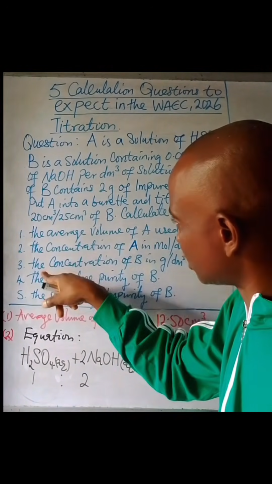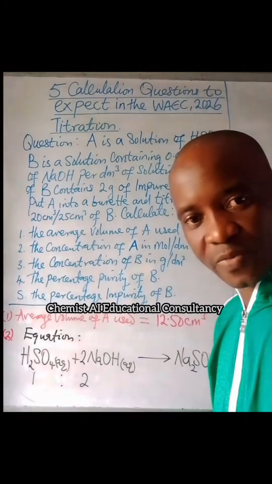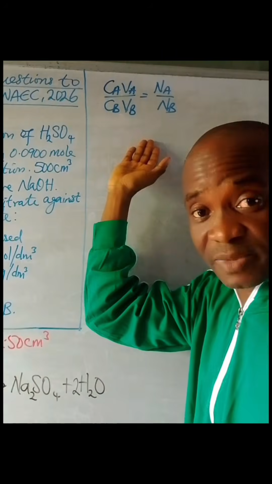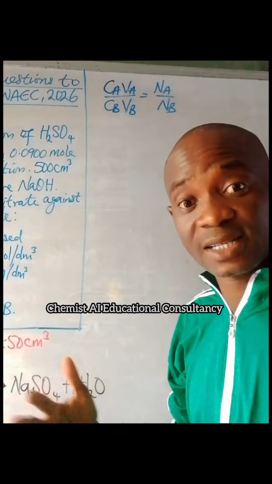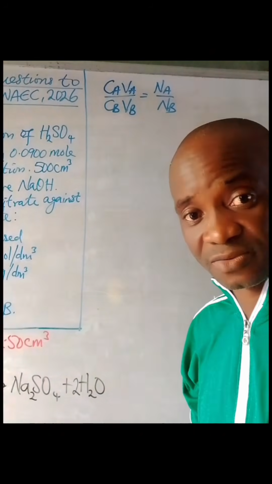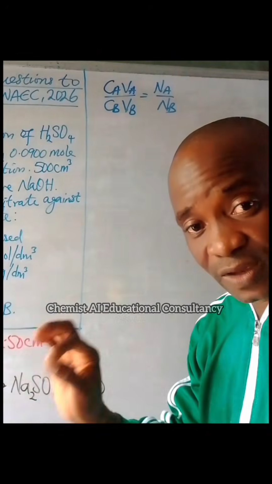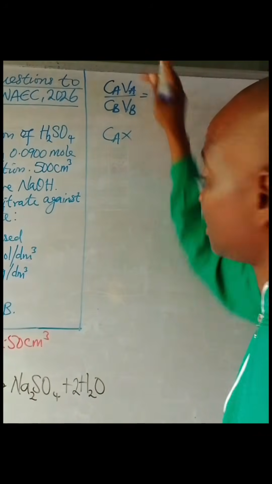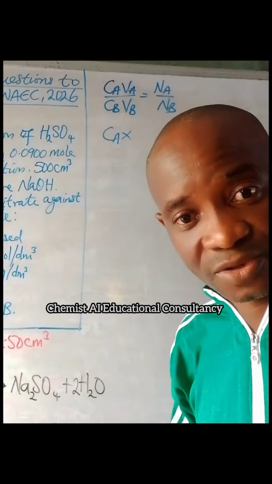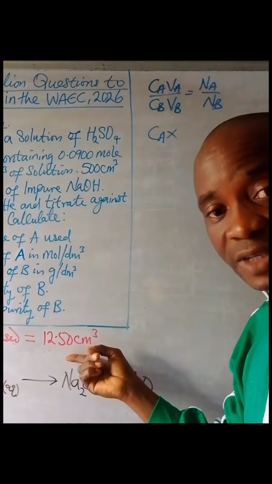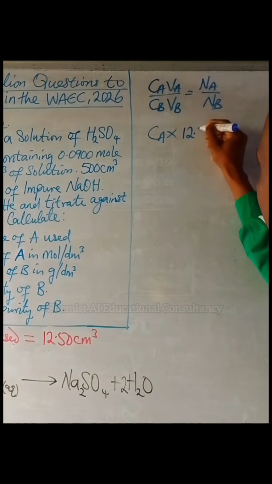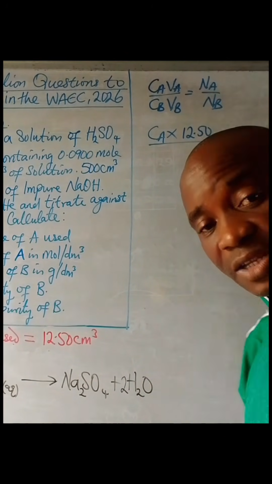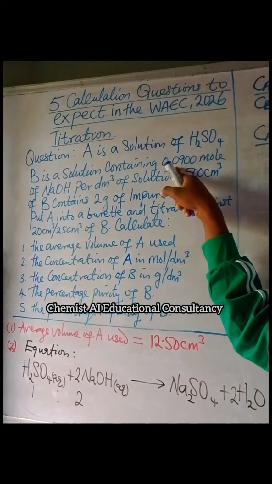Now we move to the real question. Concentration of A in mole per dm cube. We are going to use that formula. Please don't waste your time to tell the examiner the meaning of CA, the meaning of VA. The examiner already knows even more than you. So what you do is to plug in the figures. CA is concentration of the acid. That is what you are looking for, right? Times VA. VA is the average volume of acid used. And you can see it is 12.50 from the table. 12.50 over CB, concentration of the base. The concentration of the base was given in the question. 0.0900.